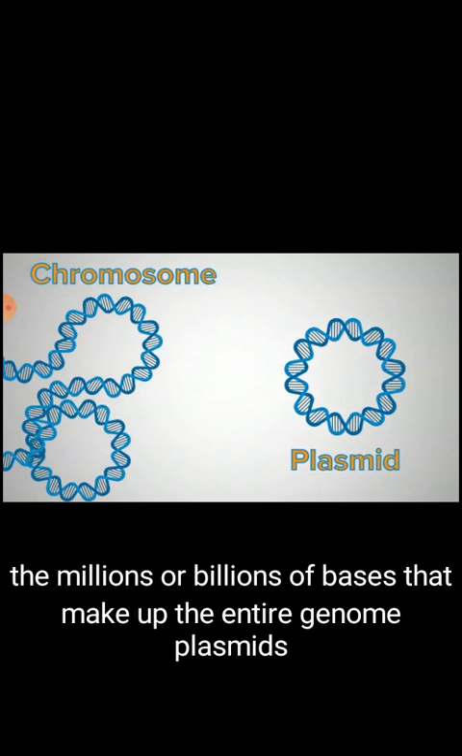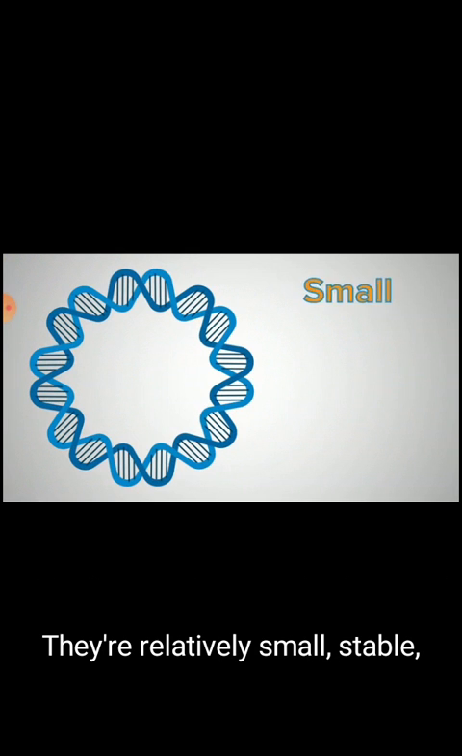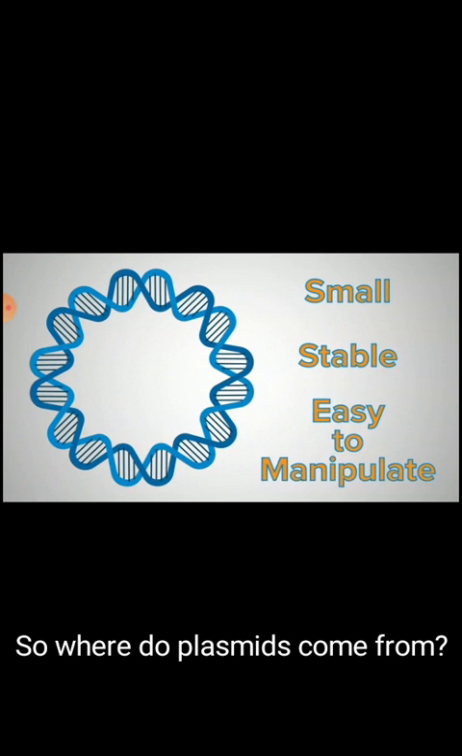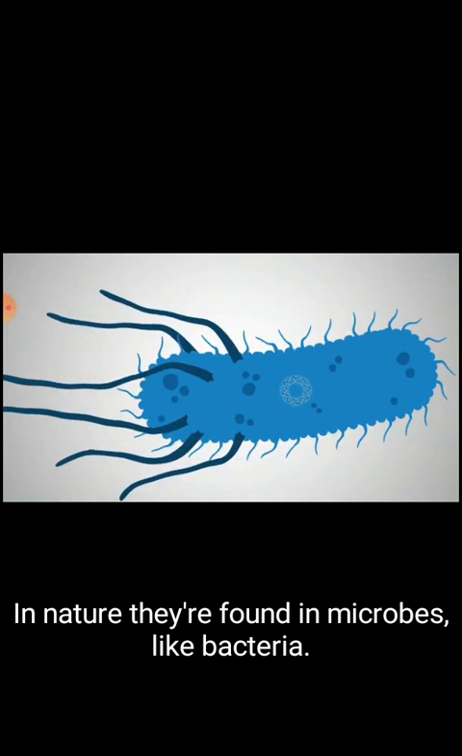Or billions of bases that make up the entire genome, plasmids typically contain a couple thousand at most. They are relatively small, stable, and easy to manipulate. So where do plasmids come from? In nature, they're found in microbes like bacteria.